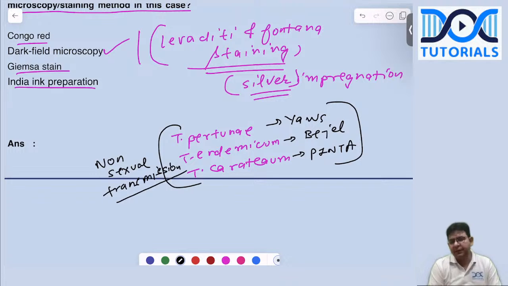Borrelia recurrentis causes epidemic louse-borne relapsing fever. Lyme's disease is caused by what? Borrelia burgdorferi. Tick transmits that. And important in Lyme's disease, there is a particular ailment which can be asked: heart blocks. Heart blocks are seen along with erythema chronicum migrans, that is, a red colored lesion that moves over the skin.